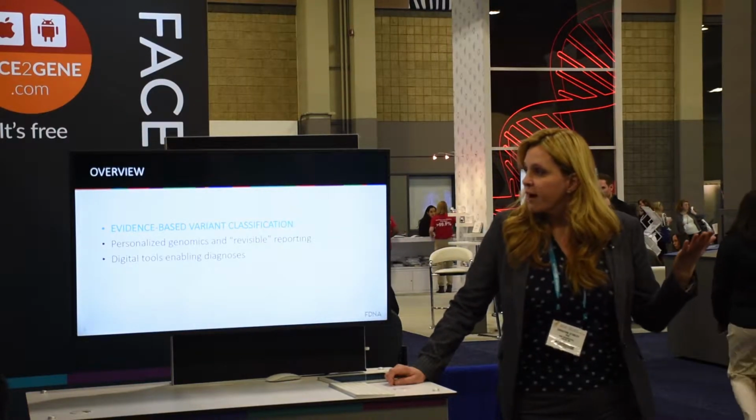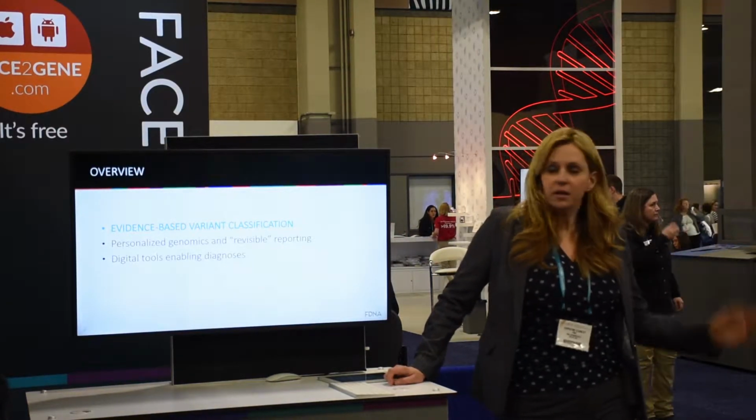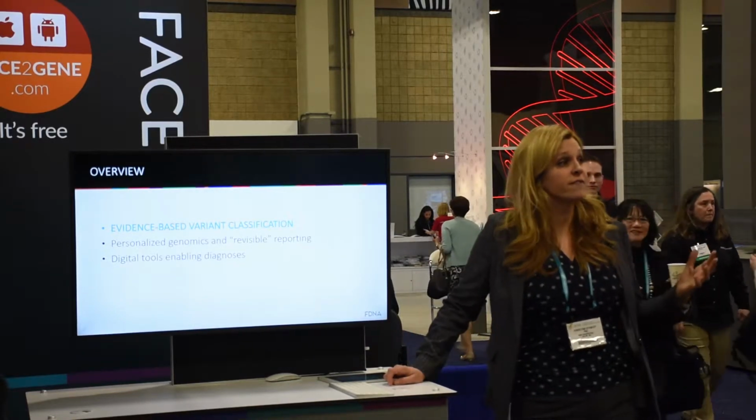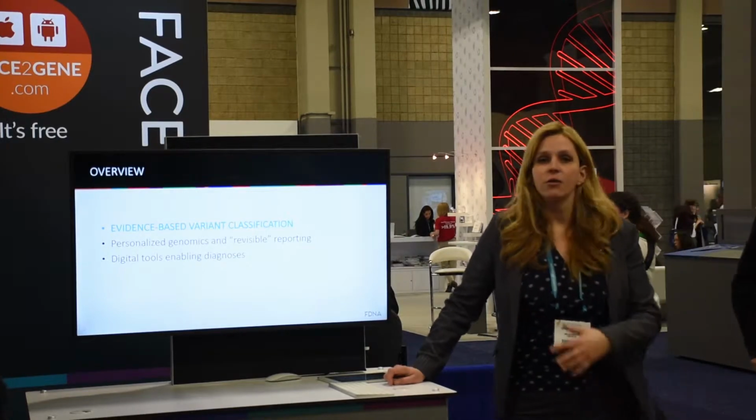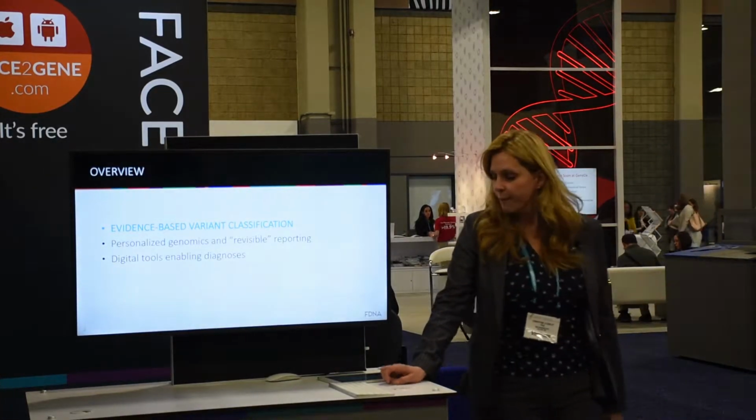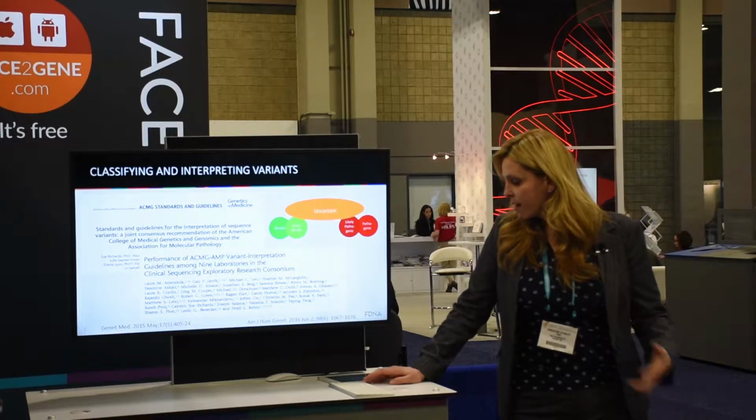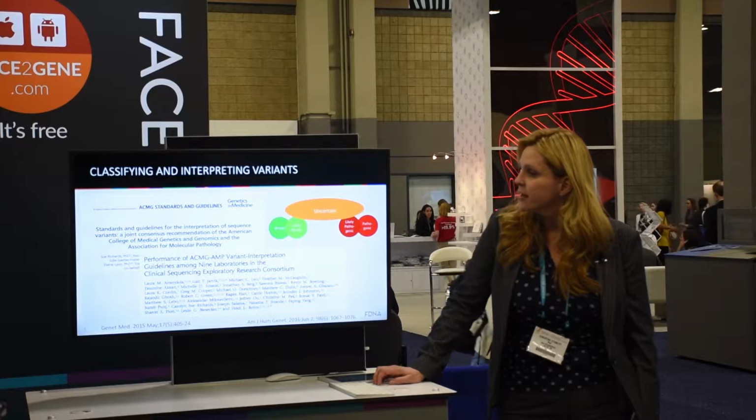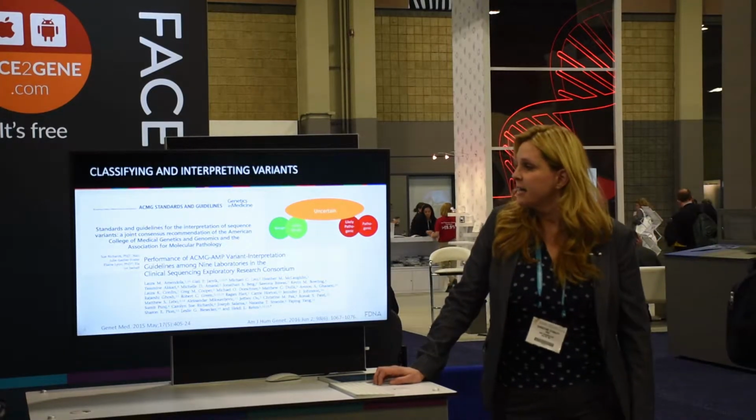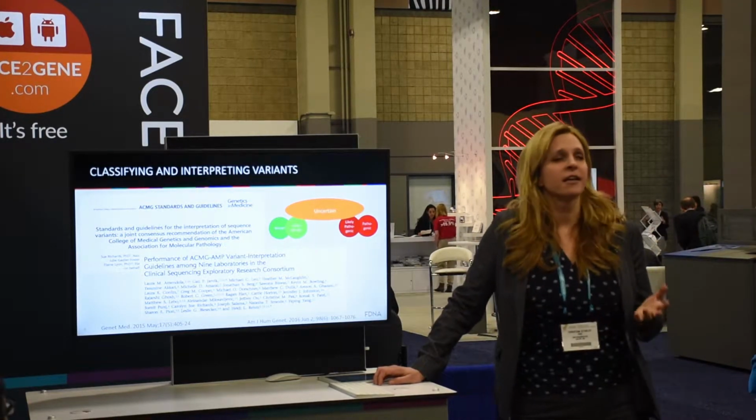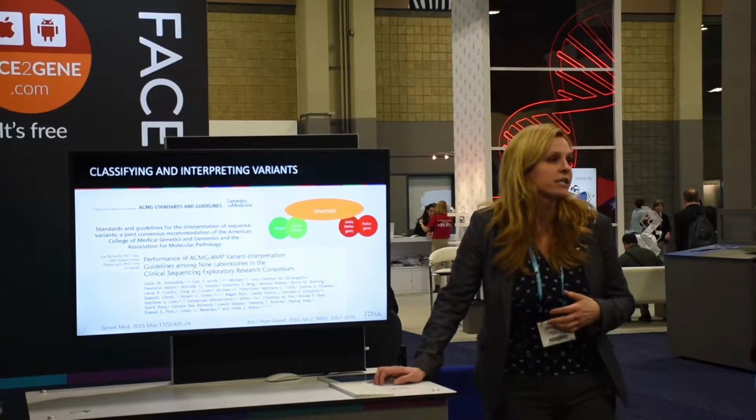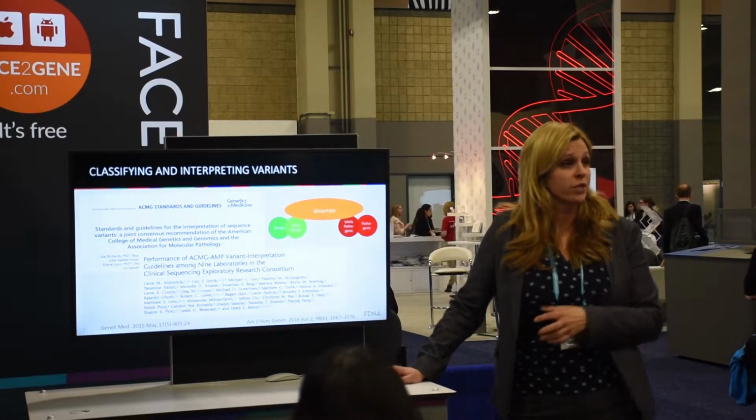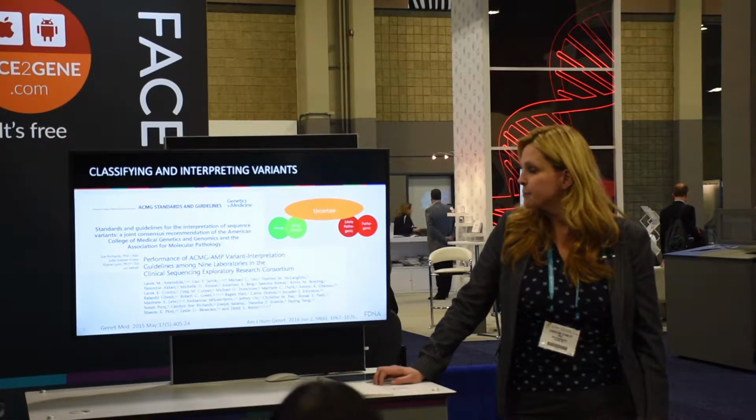So I'm going to go over evidence-based variant classification very briefly, and then we'll go into the concept of personalized genomics and a revisable report, and then how these digital tools enable us to do that. So there's been much ado about ACMG variant classification at this conference. The ACMG put out in 2015 standards and guidelines for the interpretation of sequence variants in order to align genetic diagnostic testing laboratories in their interpretations and classifications of variants.